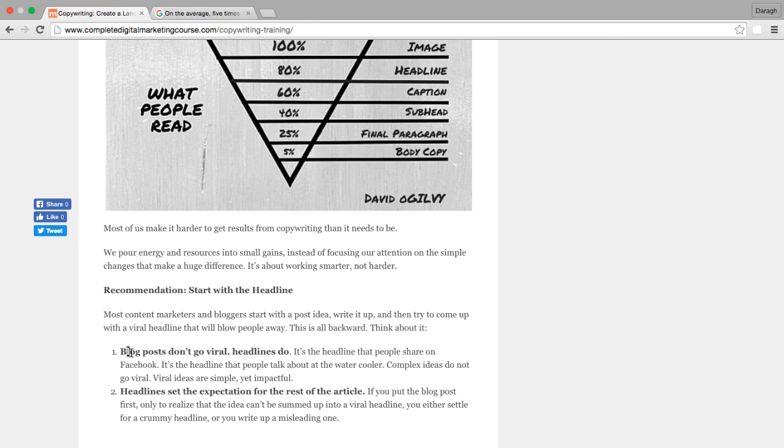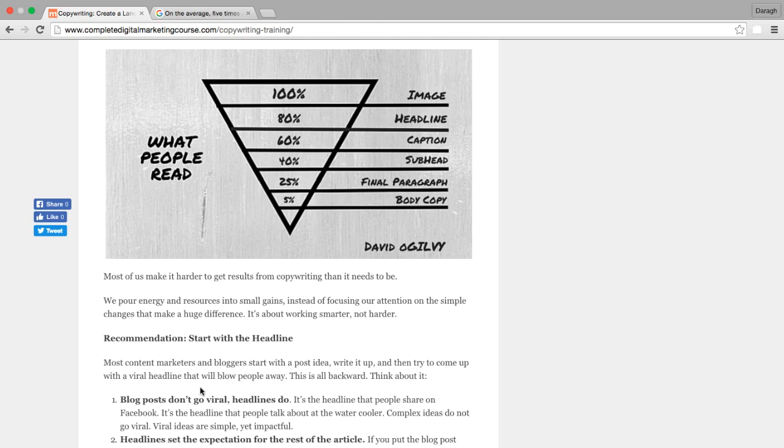Blog posts don't go viral. It's headlines that do. It's the headlines that people share on Facebook. It's the headlines people talk about at the water cooler, because complex ideas do not go viral. Viral ideas are simple yet impactful. Headlines also set the expectation for the rest of the article. So if you put the blog post first and then only realize later that it can't be summed up into a viral headline, you'll either write a not-so-great headline or a misleading one.